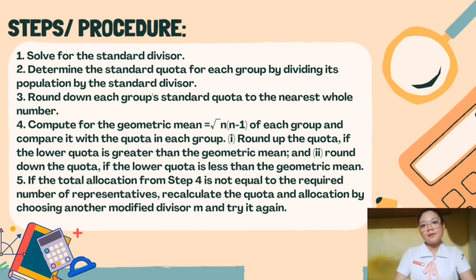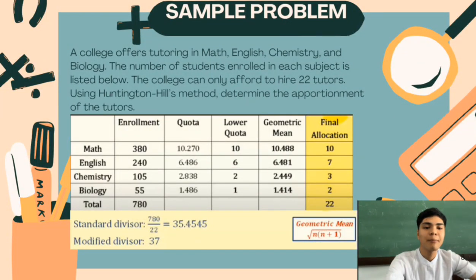And the last step, which is number 5: if the total allocation from step 4 is not equal to the required number of representatives, recalculate the quota and allocation by choosing another modified divisor M and try it again. So after step 4, check if the total number of allocated seats matches the required total number of representatives. If it does not match, adjust the quota by selecting a modified divisor and repeat the process. So this is our first sample problem.